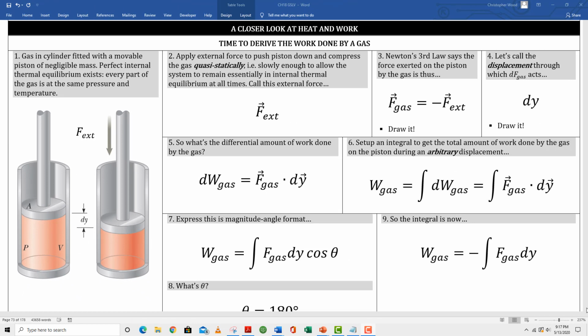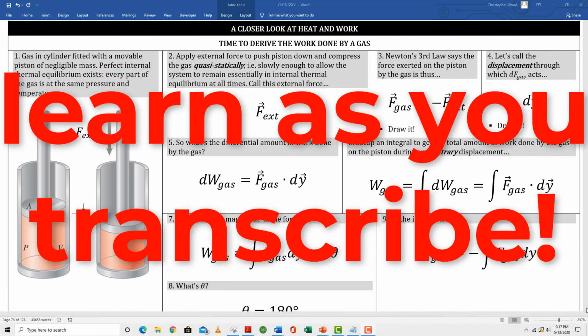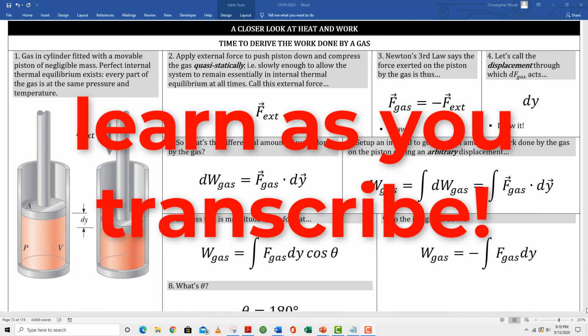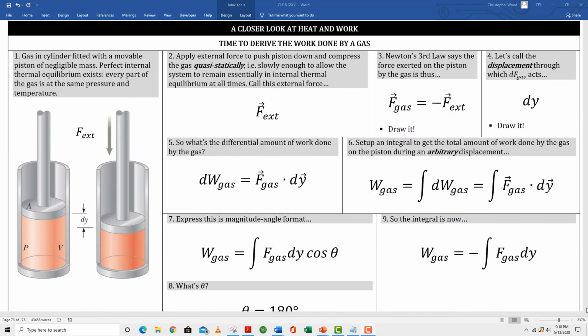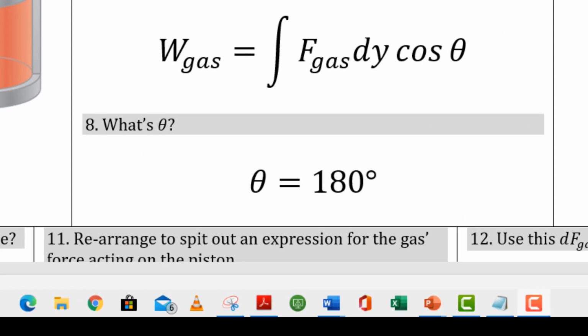Boxes 2 through 7 are based on the basic definition of work. So this is a great opportunity to refresh your familiarity with work. Again, really learn this stuff as you transcribe it. Everything should make sense. You might have to remove some rust, but this is all stuff you've learned before. In box number 8, it's really important to see why theta equals 180 degrees.